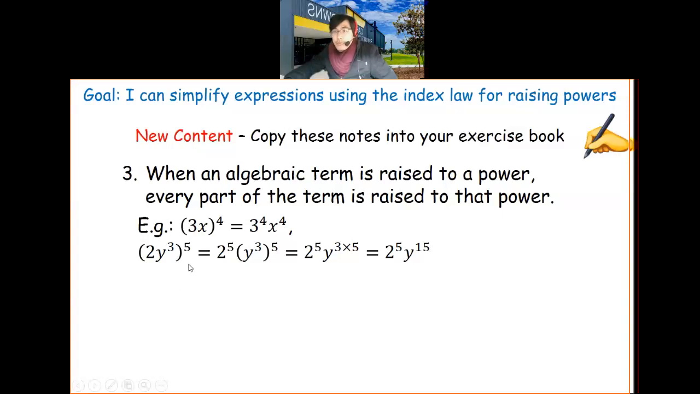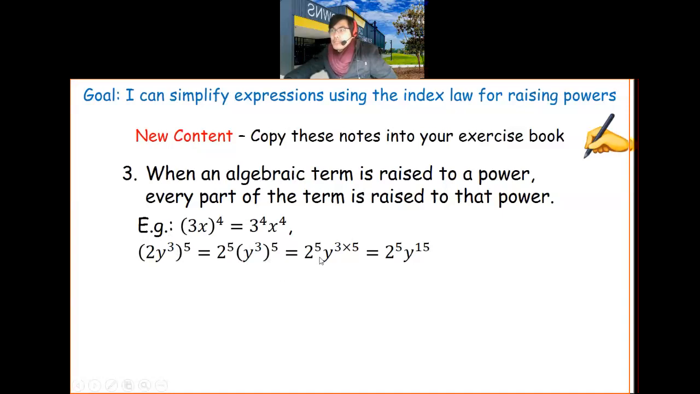Now, second example, we have 2 times y cubed all raised to the power of 5. Okay, so they are in brackets there. So that means that the 2 is raised to the power of 5 here, and y cubed is raised to the power of 5, okay?